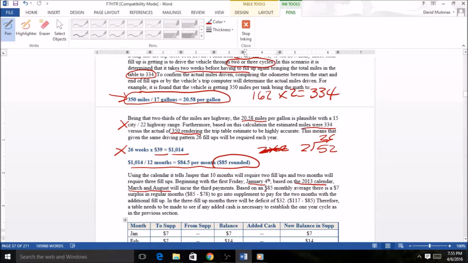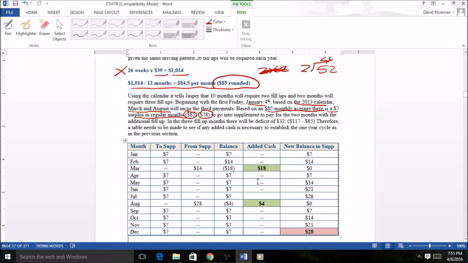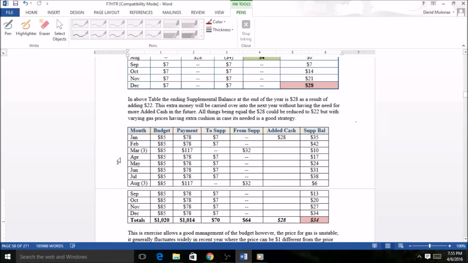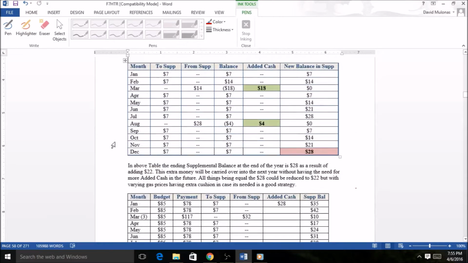So taking our $85 monthly average, we see that there's a $7 surplus in the regular months because $85 minus 78 equals 7. And we'll see this a little bit blown out here as I scroll down. Okay, just keep in mind that $85 is rounded, right? But what actually ends up occurring in our schedule can be different, as we can see right here. But let's go back up here real quick and do some exercises here.